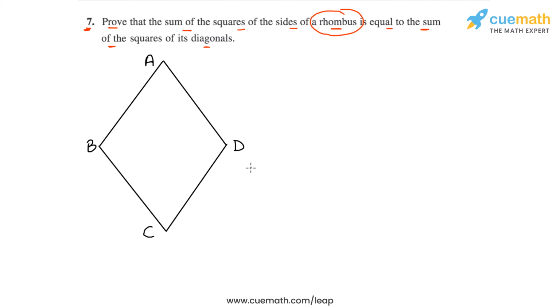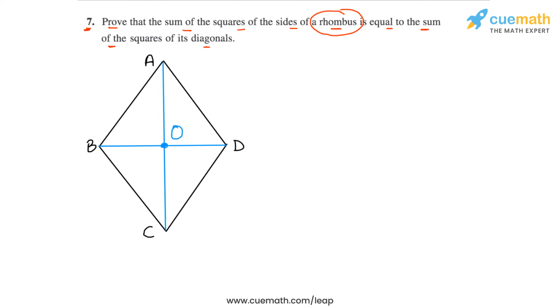ABCD is a rhombus. And this means that ABCD is a parallelogram and all four sides AB, BC, CD and DA will be equal. We have to prove that the sum of the squares of the sides is equal to the sum of the squares of the diagonals. So the diagonals are not drawn yet. So let's first draw the diagonals. So we join A to C, that's your diagonal AC, and we join B to D, that's your diagonal BD. The point of intersection of the diagonals, let's call it O.